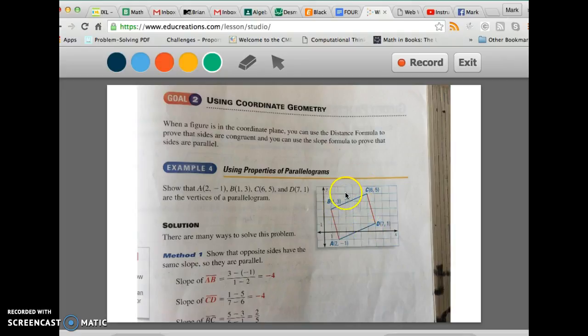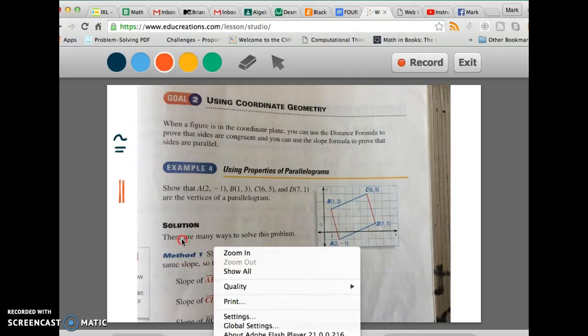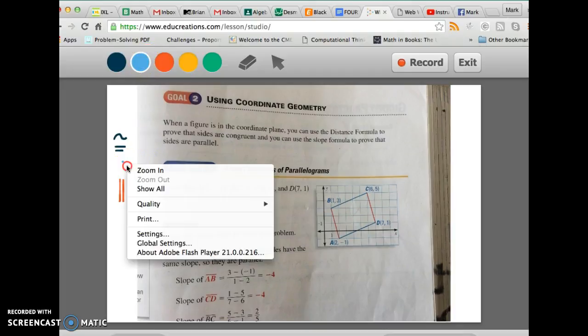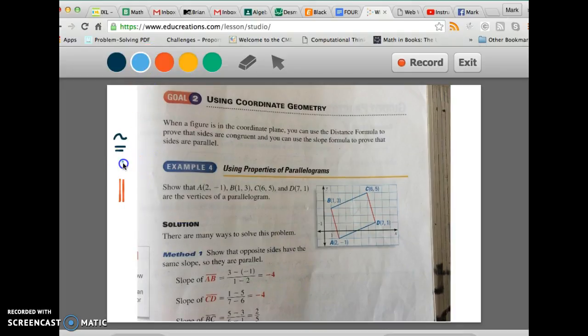What do we know about a parallelogram? That opposite sides are congruent and opposite sides are parallel. That's it. Congruent and parallel. Now, they're going to show you two methods down here, and for me, one method is easier than the other. Basically, method one is to show that they're parallel. And how do I show parallel in a coordinate plane? Well, parallel lines have the same slope.